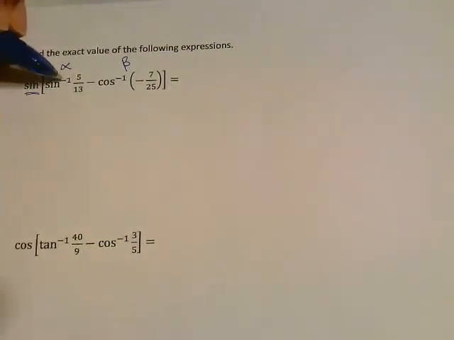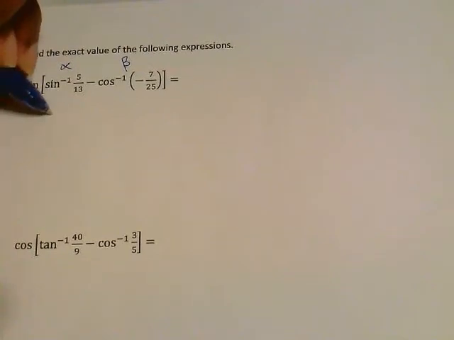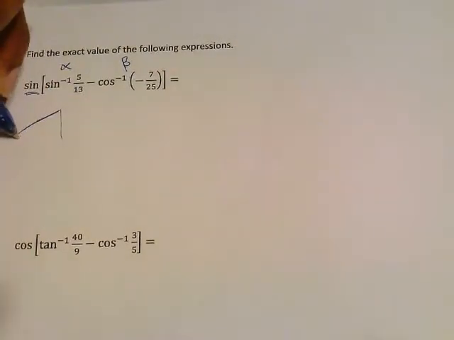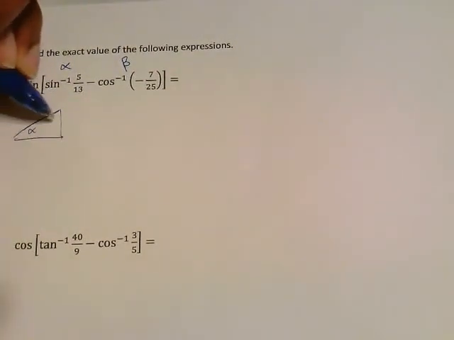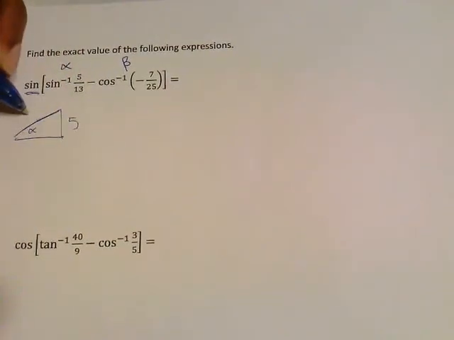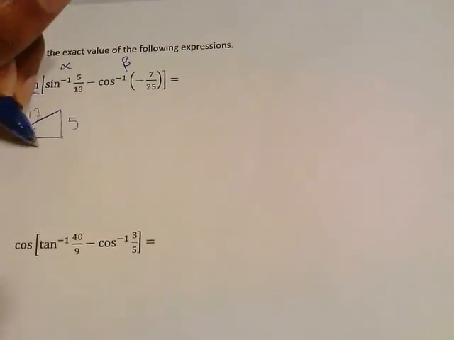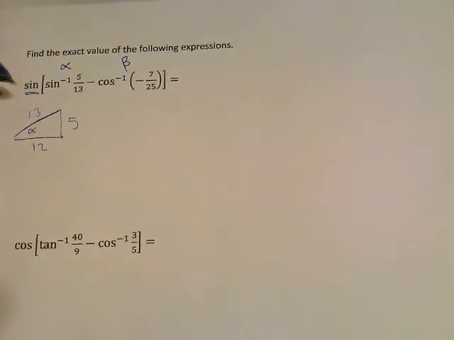Sine inverse of 5 over 13: we have an inverse sine function and it's positive. Remember, sine inverse is positive in the first quadrant, so our alpha triangle is going to be in the first quadrant. Sine of alpha is opposite over hypotenuse. We have another 5, 12, 13 triangle.